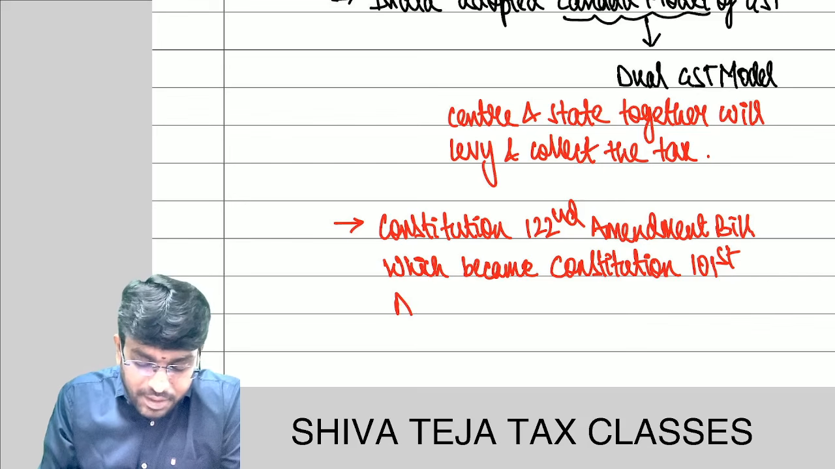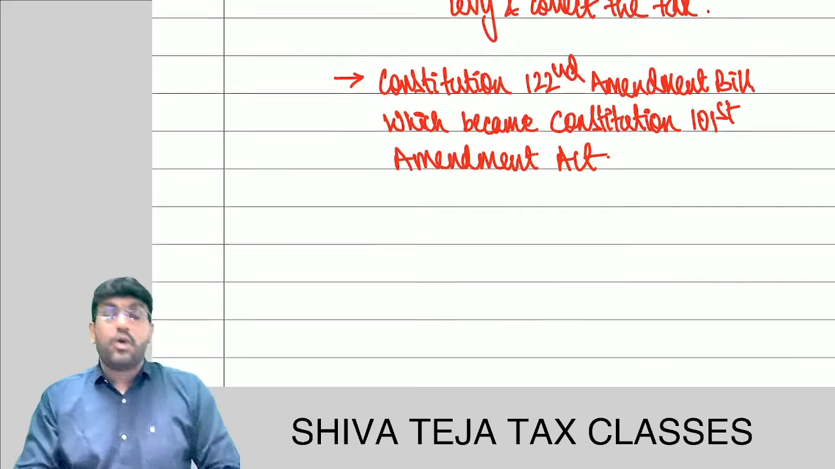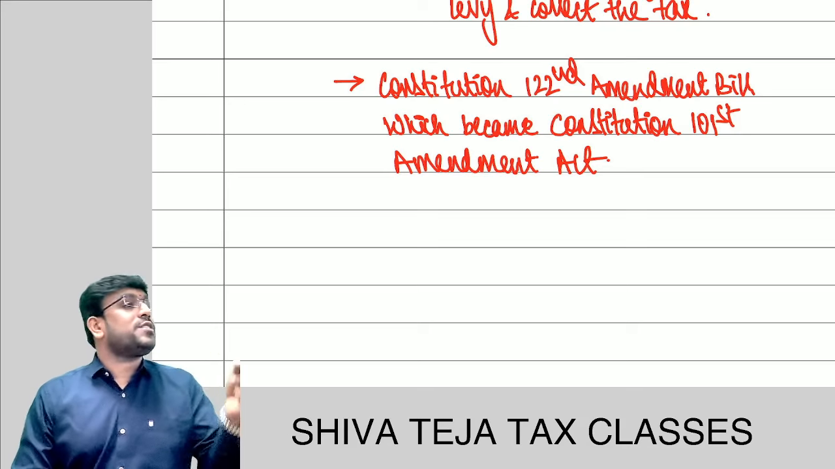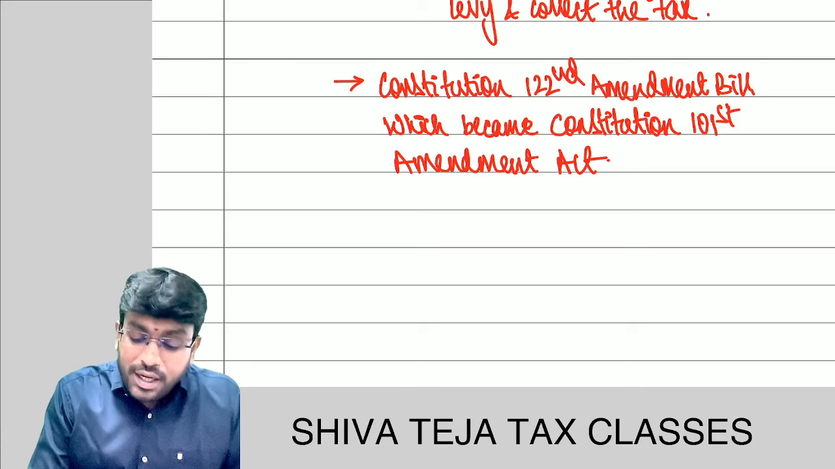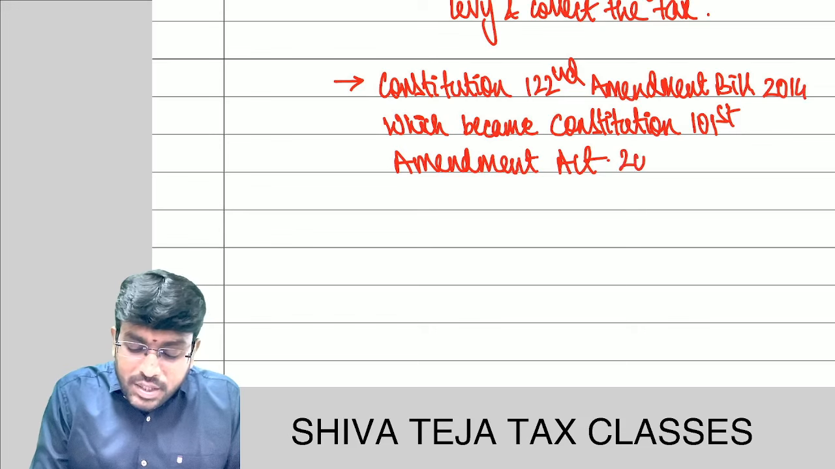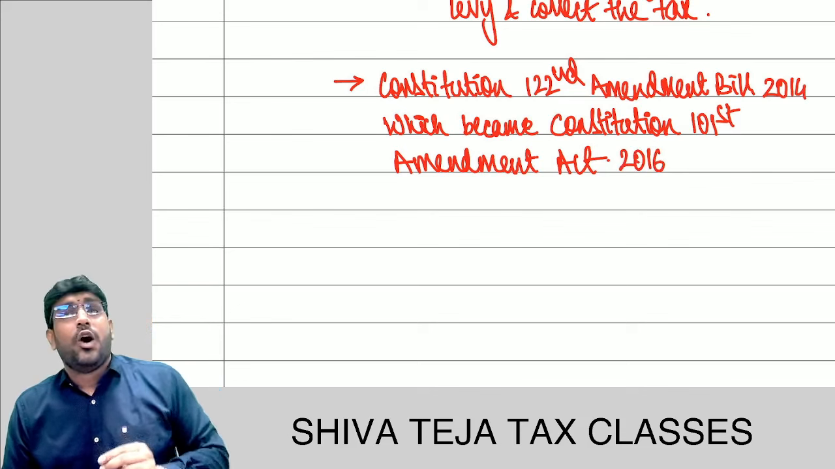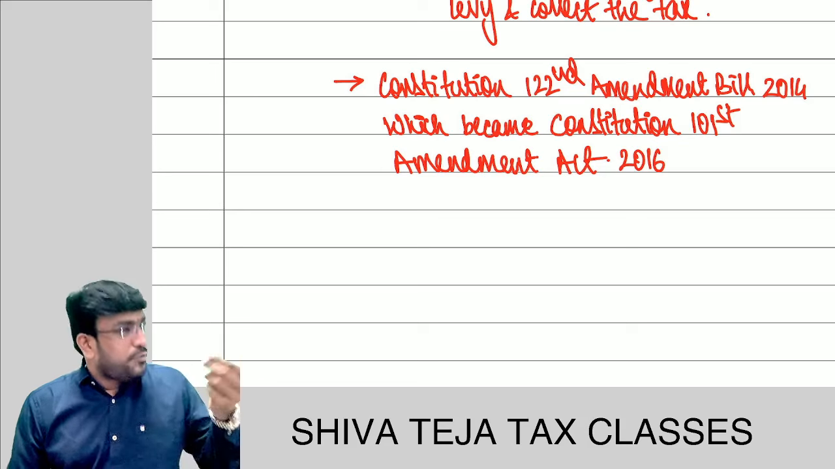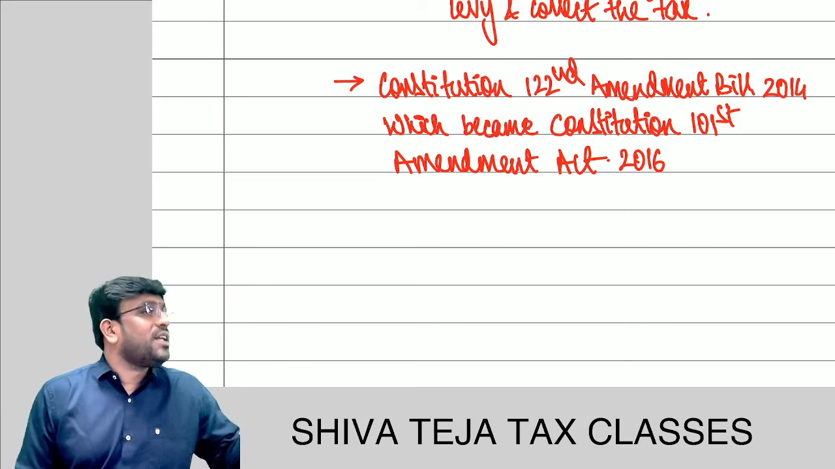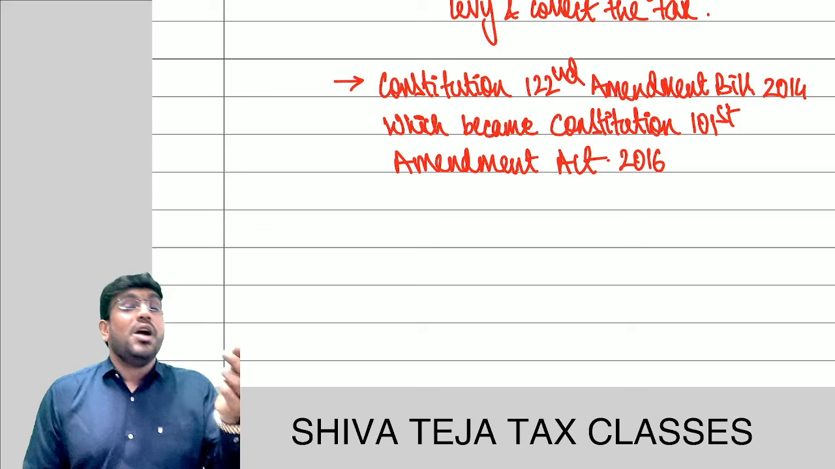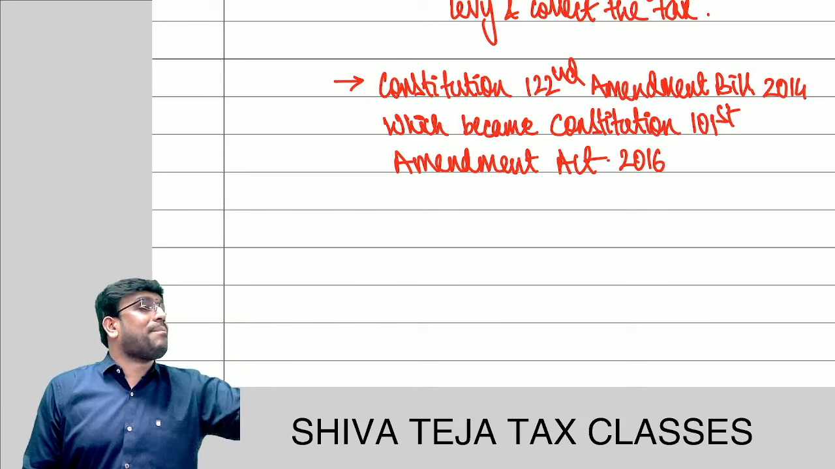All the bills may not become acts. This is how the Constitutional Amendment happened. All these bills were brought in the year 2014, but the Act actually came in the year 2016. It took some sweet time for the Act to come. Please understand that the Constitution Amendment Bill happened in 2014, and the Constitution Amendment Act happened in 2016.